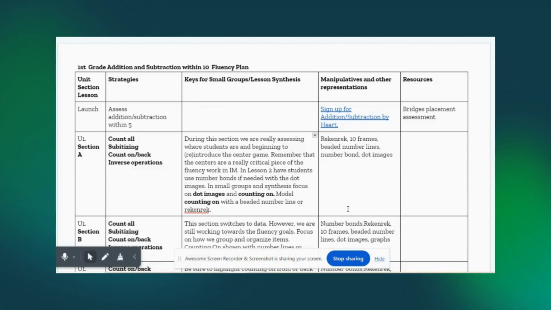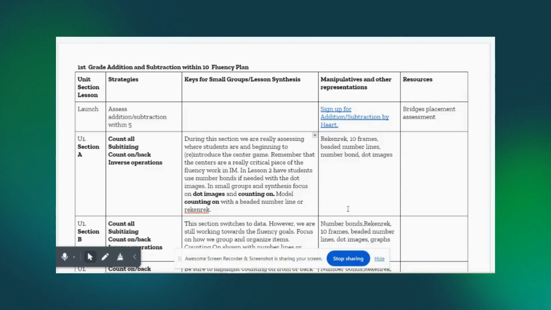In Section A, we're looking for which students can count all. Are they counting each individual object with a correct count and number name for each individual item? Can they subitize? Are they using counting on or counting back? And then towards the end, they're going to begin to think about subtraction and its relationship to addition.